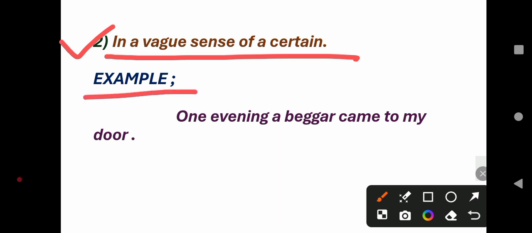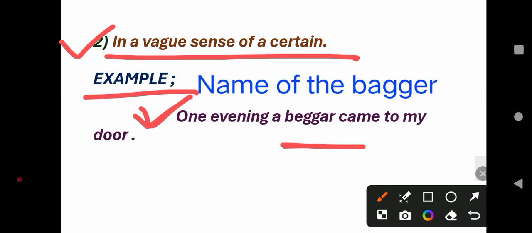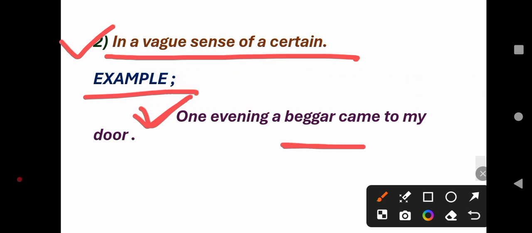So let's look at an example to make this clear: one evening a beggar came to my door. The speaker is not telling us the name of the beggar. They are not giving full details about who he was or where he came from. They were just saying that some beggar came, a certain beggar that we don't know. That's the vague use of "a". It means a certain person, but we are not focusing on the identity.